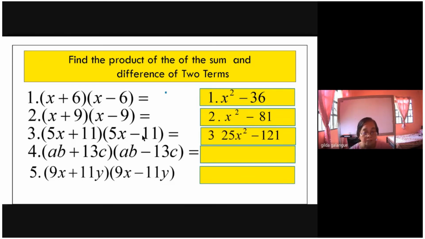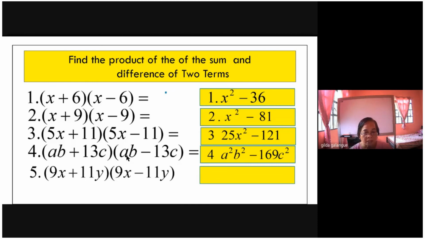We are in the next number. We have the quantity of AB plus 13C times the quantity of AB minus 13C. Multiply the first term by the first term and the last term by the last term, or square the first term minus the square of the second term. We have AB times AB equals a squared b squared, and 13c times negative 13c is 169c squared. So we have a squared b squared minus 169c squared.